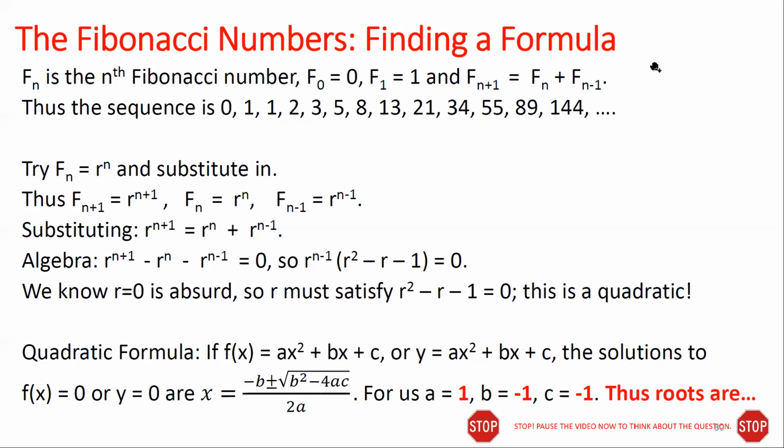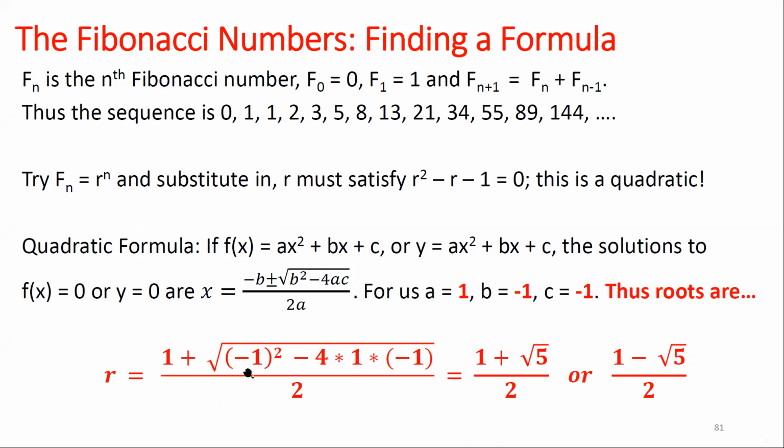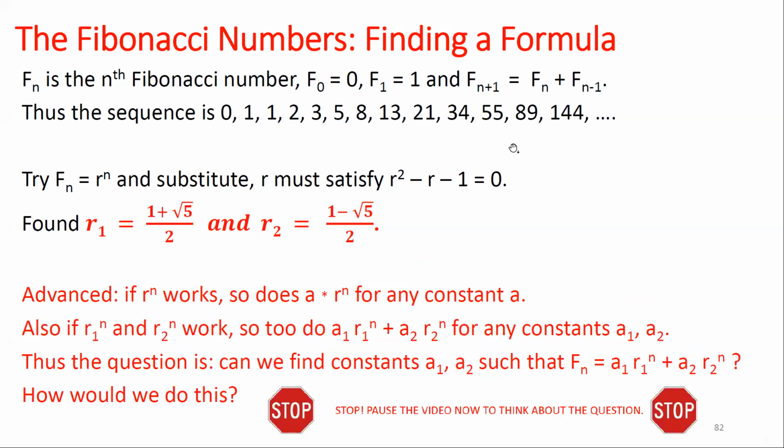All right, so we just did the algebra here. Oops, this should be a plus or minus. Negative negative 1 squared minus 4 times 1 times negative 1, all over 2. And we get the two roots are going to be 1 plus root 5 over 2, or 1 minus root 5 over 2. So we saw that r must satisfy this equation. It was a quadratic, we know how to solve quadratics, and we found two roots that worked, one with a plus sign, one with a minus sign.